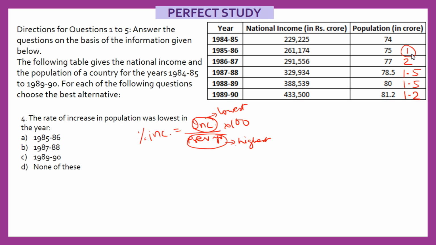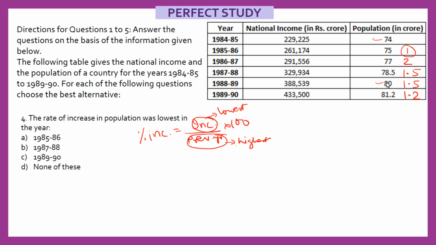Now if you see 85-86 and 86-87, the increase has doubled. Please note, understand this concept. The increase has doubled, but the previous year value has not doubled, which means in 86-87 the percentage increase is going to be very high compared to the earlier year's percentage increase. Similarly, if you compare this one with 1.5, there is an increase of 50%. But in the base, do you find increase of 50%? Not at all. If you compare 85-86 with 89-90, there is an increase of 20%. But in the base, do you find 20% increase?